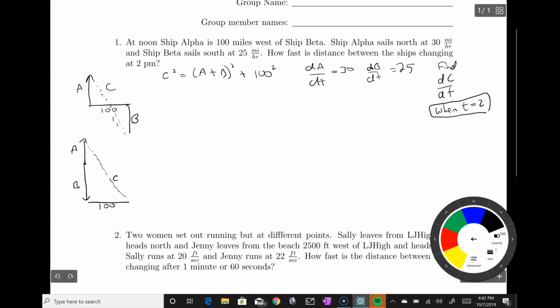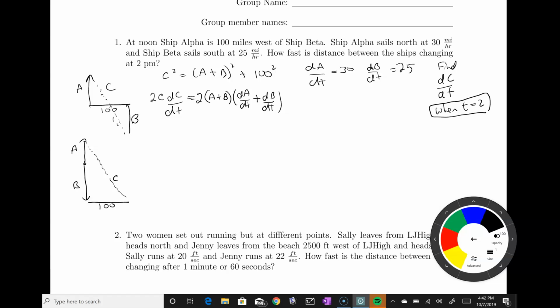So now I'm ready to take the derivative. So 2C dC dt. Okay, this is the challenging part, taking the derivative of this. So I get 2, carry the inside along to the 1 power. Now I'm ready to take the derivative of the inside. So dA over dt plus, moving to the next term, dB over dt.